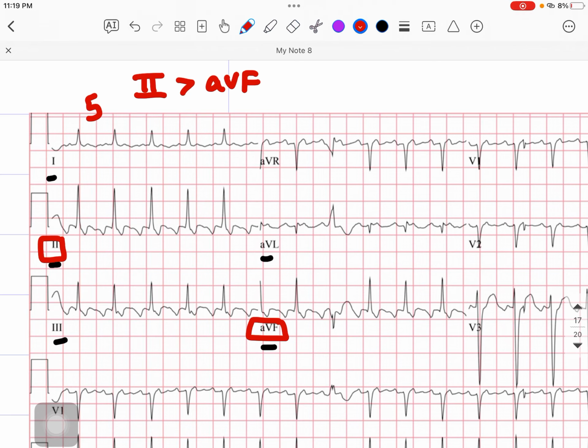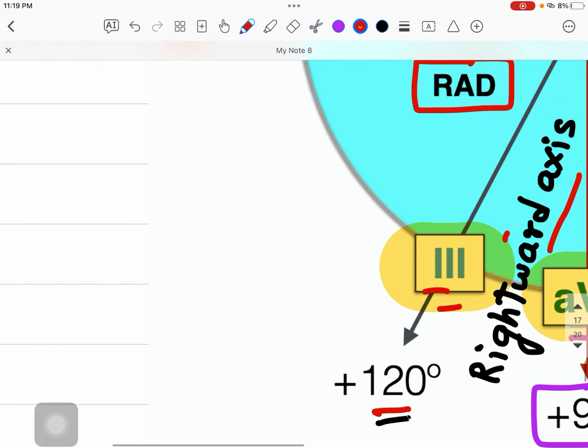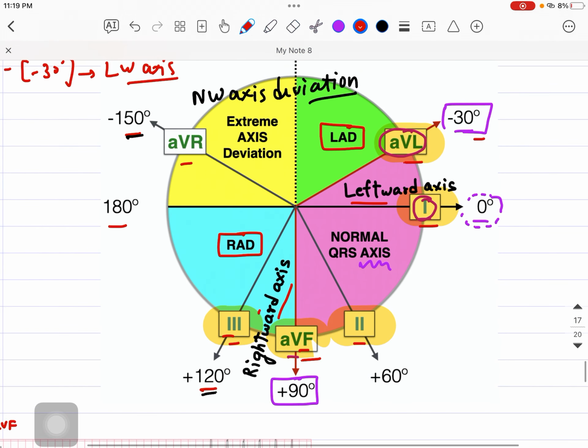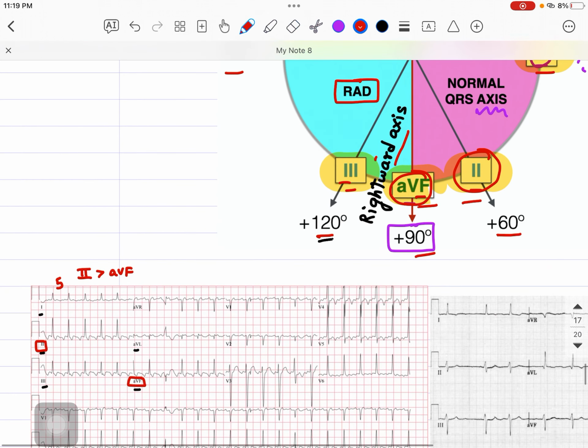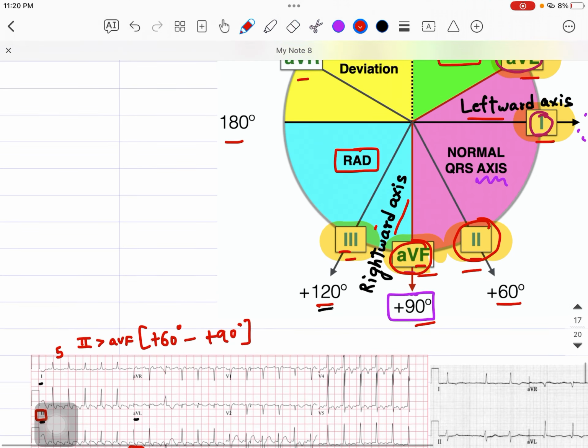Now let's go into that diagram, guys. Second and AVF. The second lead is over here, and where is AVF? AVF is here. So between plus 60 to plus 90, I can say that the patient axis is falling between plus 60 to plus 90 degree. Which axis, guys? Plus 60 to plus 90, normal axis only. So this patient has the normal QRS axis.